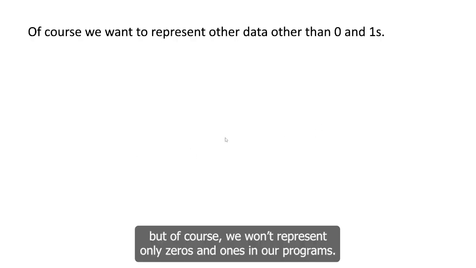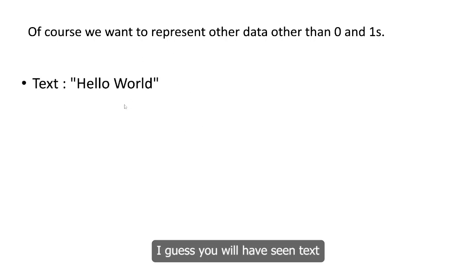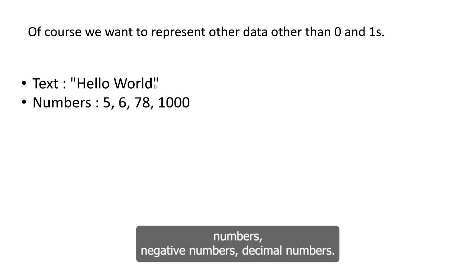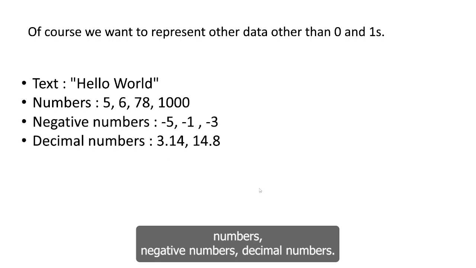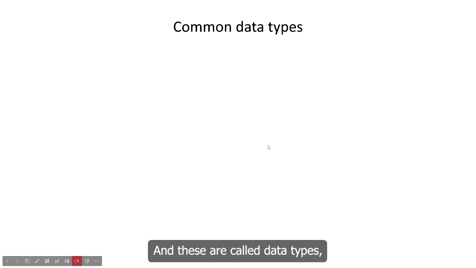Okay, so computers understand only zeros and ones. But of course we won't represent only zeros and ones in our programs. If you have used programs in a computer, you will not have seen any zeros and ones, I guess. You will have seen text, numbers, negative numbers, decimal numbers, and these are called data types.